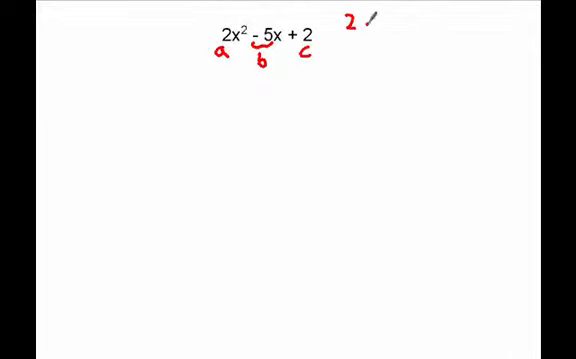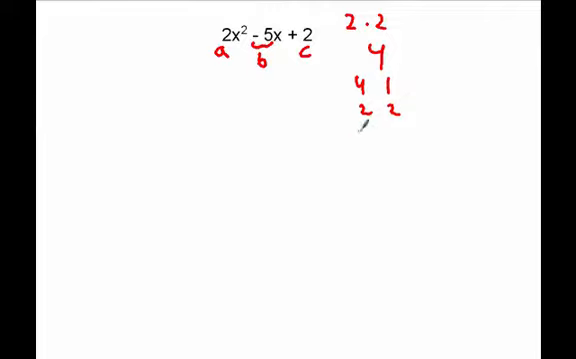So 2 times 2, that's 4. Now I need to find two numbers that multiply to get 4 and add to get negative 5. So let's see. Factors of 4. 4 and 1. Well, 4 plus 1, that's 5. Not negative 5, so that's not right. 2 and 2. Well, 2 plus 2 is 4. Not negative 5. That doesn't work. Maybe we have a problem here. These are all the positive factors of 4. Maybe if I try some negative factors.